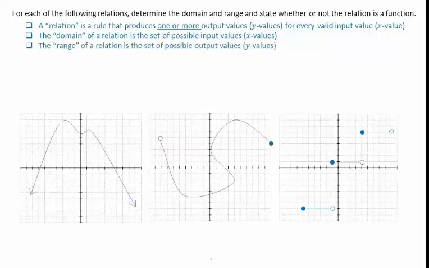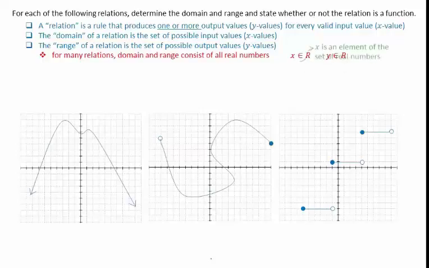The domain of a relation is the set of possible input values. The range is the set of possible output values. For many relations, the domain and range consist of all real numbers. For the domain, this can be denoted as x ∈ ℝ, and for the range, as y ∈ ℝ. Note that x ∈ ℝ is actually read, x is an element of the set of real numbers.